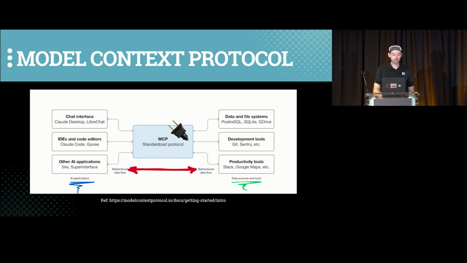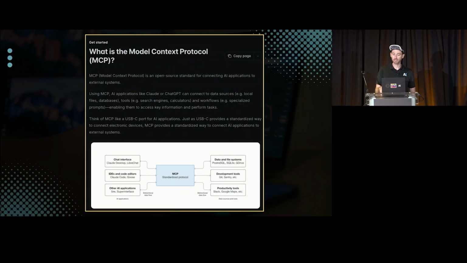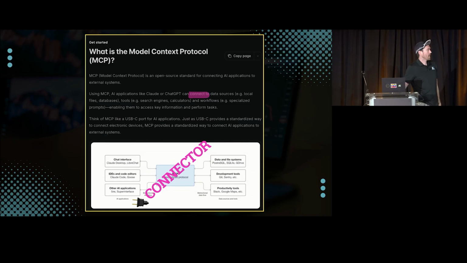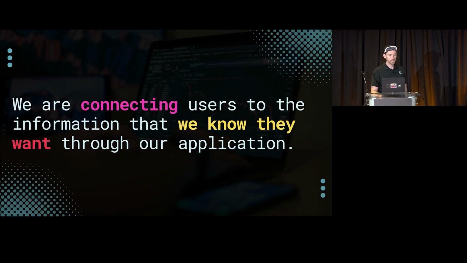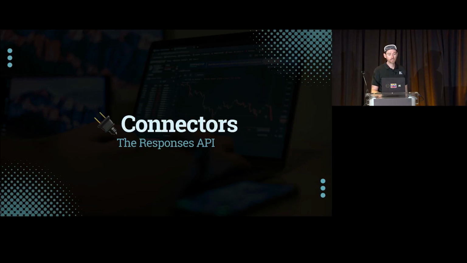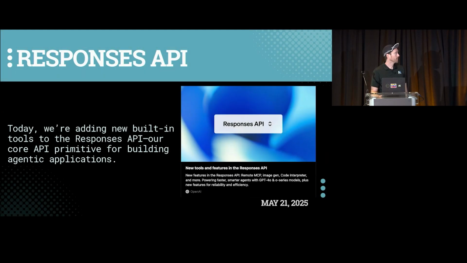We can also move stuff in between, and this is the whole USB-C of. This is straight from their website. That's always constantly updated. It's worth checking every once in a while. And so this, AI applications like Claude or ChatGPT can connect to data. Yeah, indeed. We already have seen that, and we can do exactly that. We're connecting users to the information we know they want through our application. That's what RAG is all about. That's what MCP connectors is all about. That's what the Responses API helps us do. And so, back to, actually, this is now May 2025.